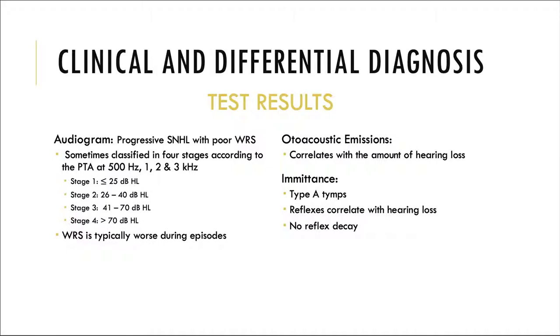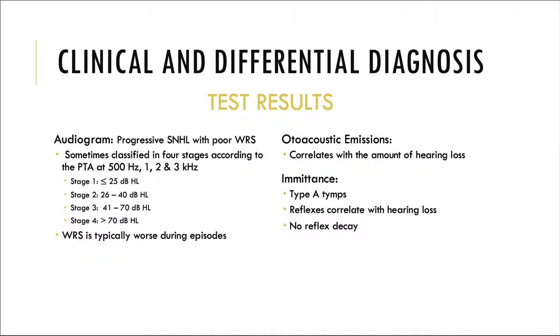When it comes to our testing, generally we see on the audiogram a progressive sensorineural hearing loss with poor word recognition, which is something I mentioned before. But sometimes Meniere's disease is classified in 4 different stages according to the pure tone average of 500 hertz, 1000, 2000, and 3000 hertz. Those stages and classifications are listed there for your reference. And as I mentioned, they do tend to have poor word recognition, but typically their word recognition testing is even worse when they are experiencing an episode of Meniere's disease.